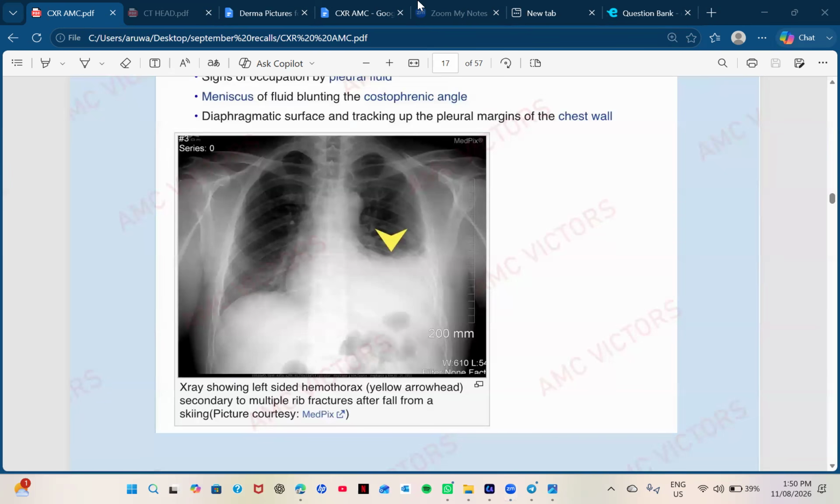Then, other than that, the third indication is persistent hemodynamic instability, right? Another is suspected major vessel injury. So, if these things are present, you must go with the surgery. So, what is the surgery you are using here? Is it thoracotomy or thoracostomy?